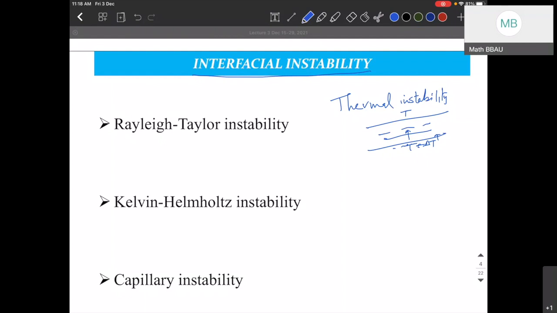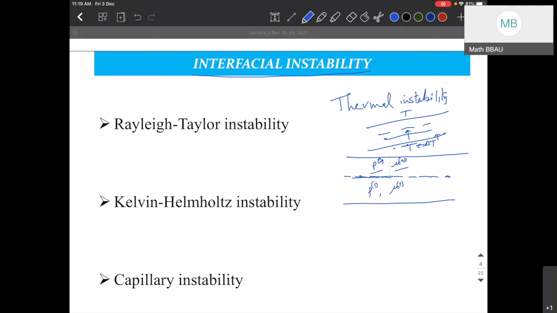So in case of interfacial instability, we must have at least two fluids so that they can form an interface. More than two fluids can also be there, but we are considering here a two fluid system. So just consider a two fluid system in basically planar geometry. We have two fluids and the interface is defined like this one. The upper fluid has density rho 2 and viscosity mu 2. The lower fluid has density rho 1 and viscosity mu 1.